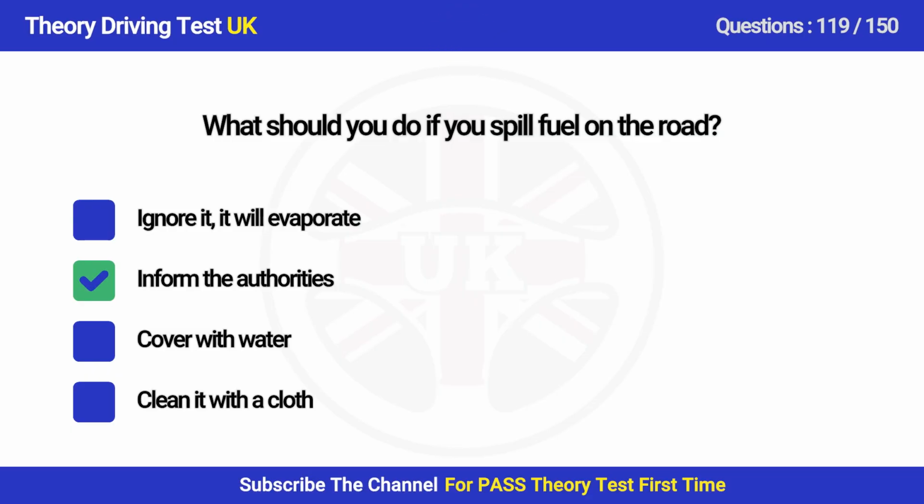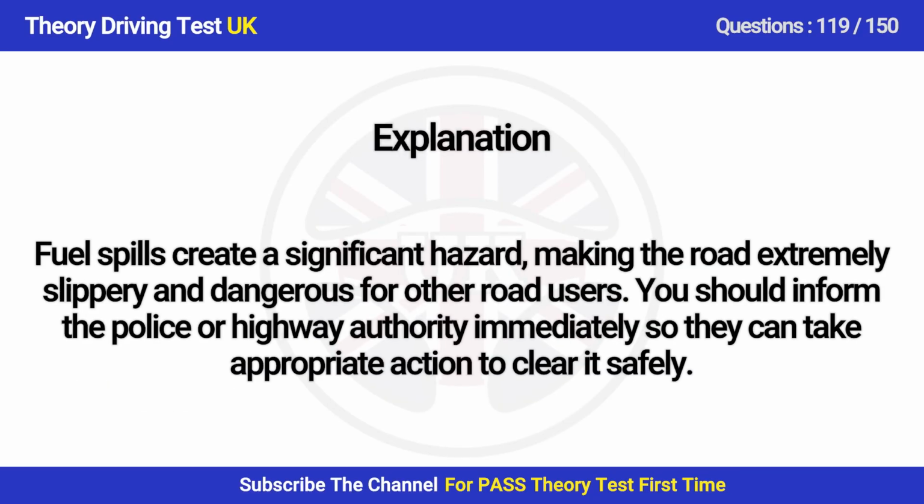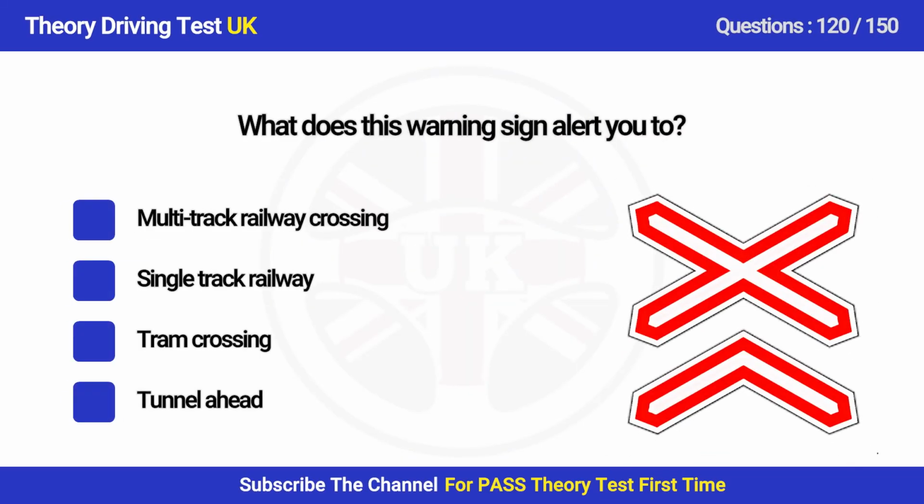Answer is B. Inform the police. Fuel spills create a significant hazard, making the road extremely slippery and dangerous for other road users. You should inform the police or highway authority immediately so they can take appropriate action to clear it safely. Question 120. What does this warning sign alert you to?